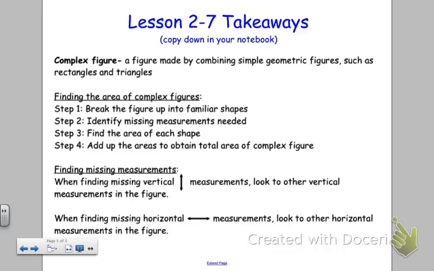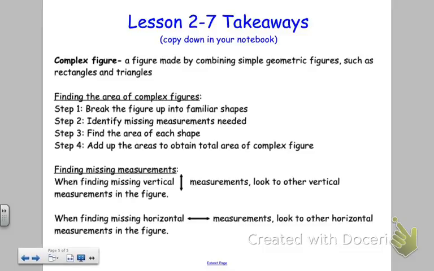Okay, so here are the takeaways. First, a complex figure is a figure made by combining simple geometric figures, such as rectangles and triangles and all of that. To find the area of a complex figure, first break the figure up into familiar shapes. That's where you decompose it. Then identify the missing measurements needed. And then find the area of each of those small shapes and add up all the areas to obtain the total area of the complex figure.